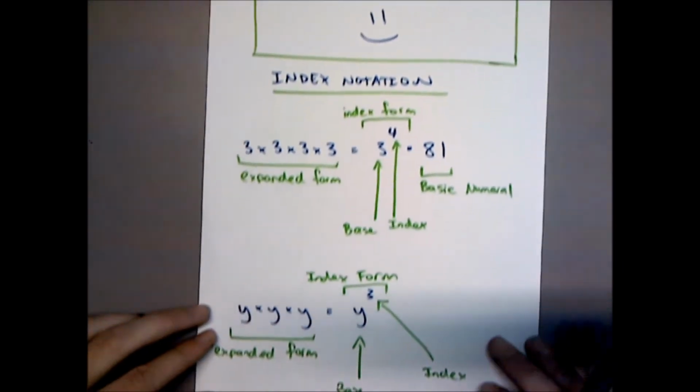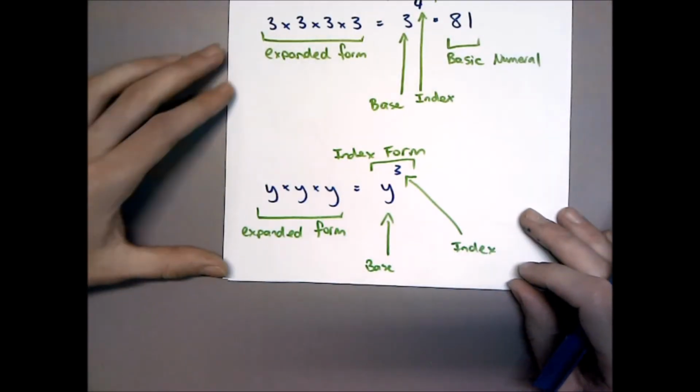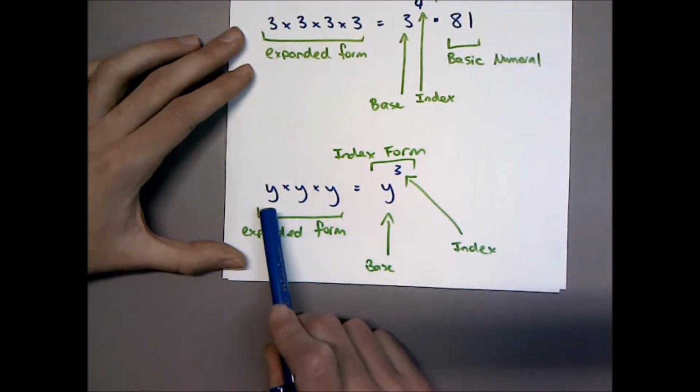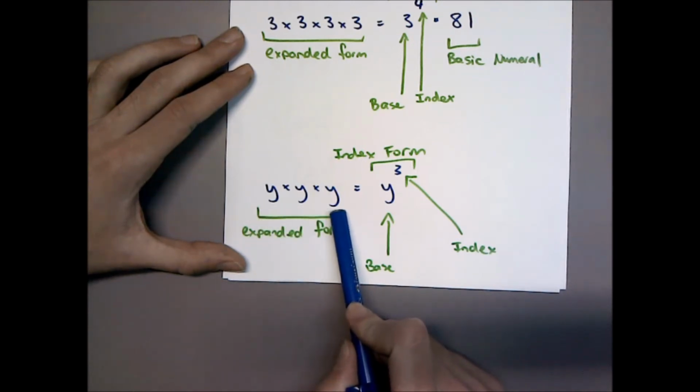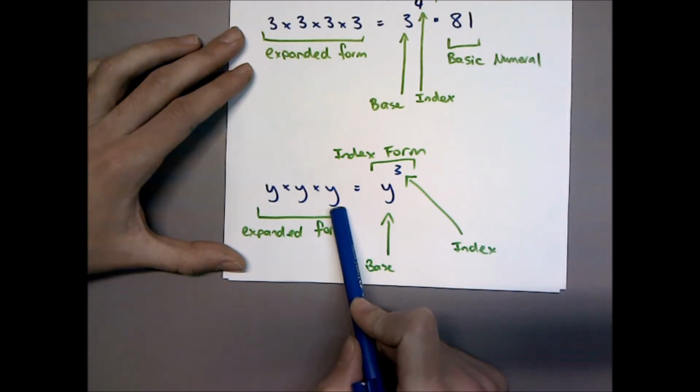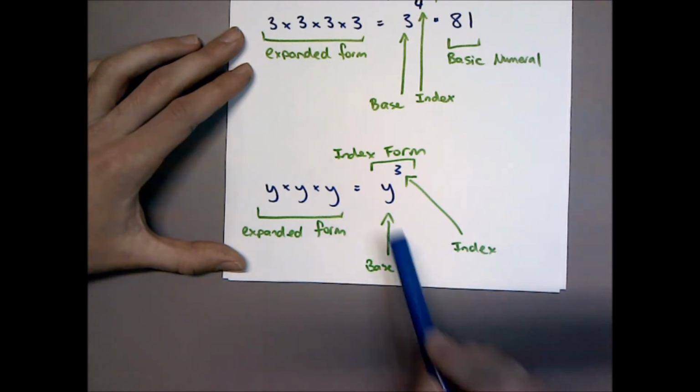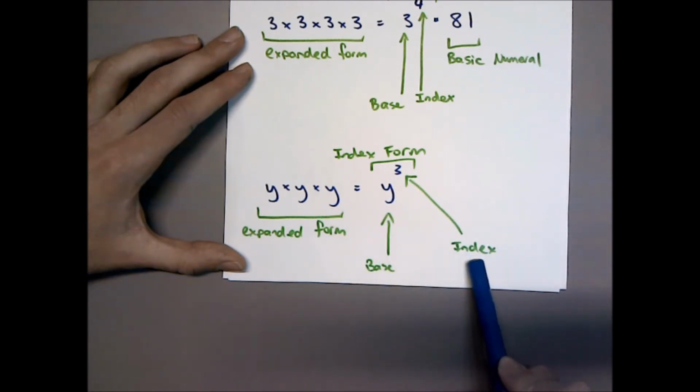Now, we're not always using numbers. Sometimes you may be using letters. So if I had y times y times y, that's the expanded form. We can write it a little nicer in index form as y, which is your base, to the power of 3, which is your index. So I'm just going to do a couple of examples.